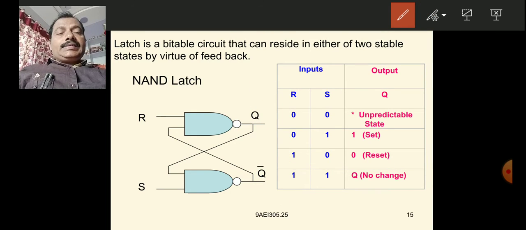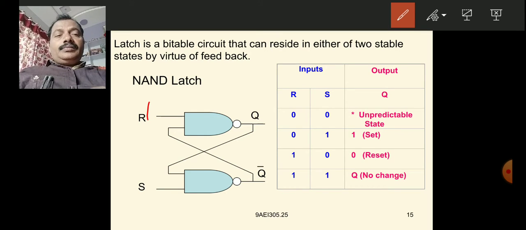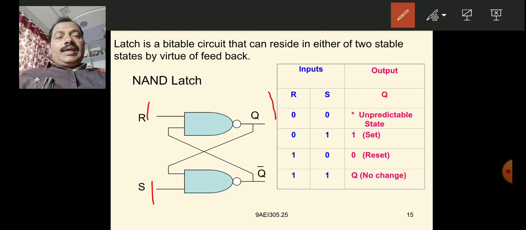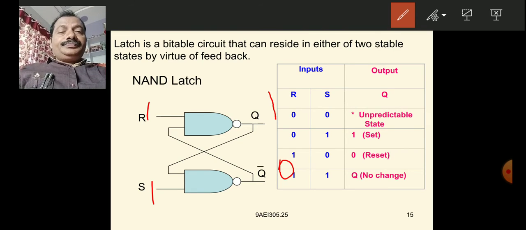Now, let us consider the same combination 1 1 and assume the output. Previously we assumed the 0 state. Now let us assume the 1 state. That means set. The latch was already set. That means Q equals 1, and Q bar is 0. This is the assumed state, 1, set. Now let us apply 1 1. R equals 1, S equals 1.